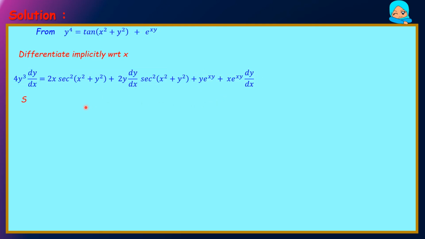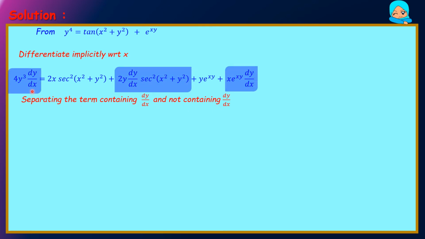And after that, we separate the terms containing dy over dx and not containing dy over dx. Now we have three terms containing dy over dx: 1, 2, and 3 here. So let's say we bring all terms containing dy over dx to the left hand side. So we get this.